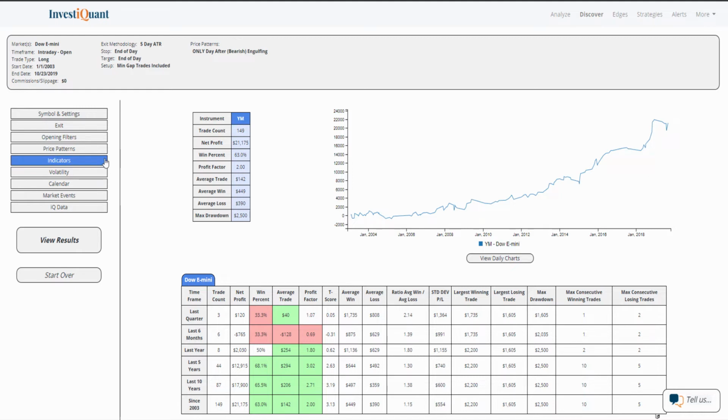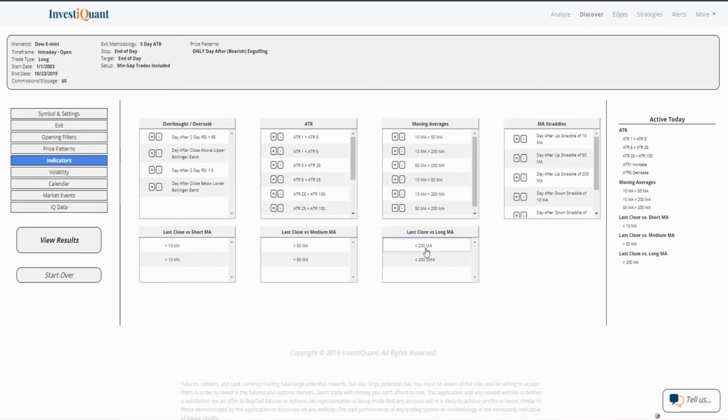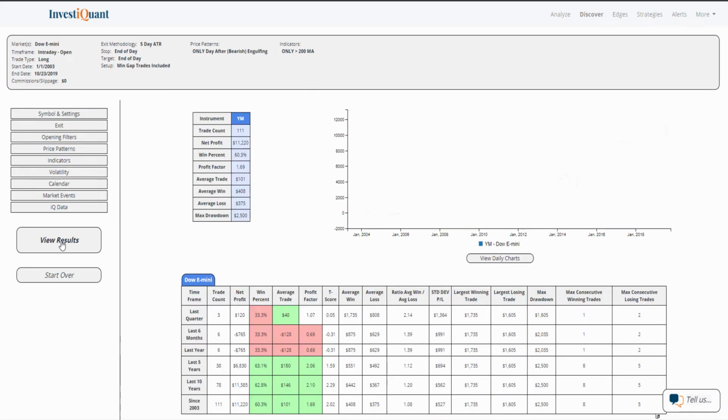So the first thing I want to do is just go into indicators and add above the 200-day moving average to it, and that'll get rid of some samples, but we still keep the majority of them, and the win rate is still staying up here close to 60%. Of course, we're still using end of day stop, end of day target, but the bias is still staying pretty favorable, especially for the past 8 to 10 years or so.